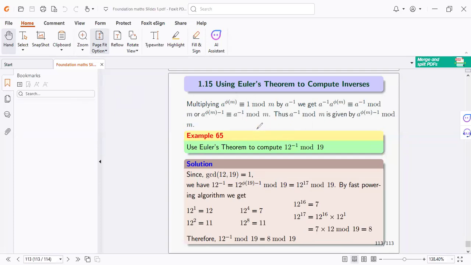What does the Euler theorem say? The Euler theorem says that if A is relatively prime to P, then A raised to phi of P will be congruent to 1 mod P. So for me to get the inverse, I multiplied this equation by the inverse of A. When you multiply this equation by the inverse of A, the left-hand side becomes A inverse times A to the power phi of P, and the other side multiplied by A inverse will be A inverse mod P.